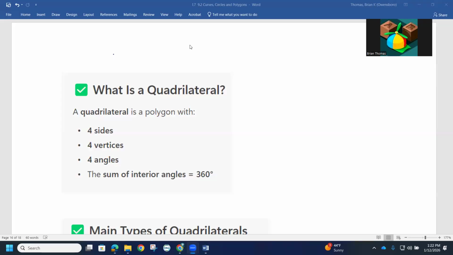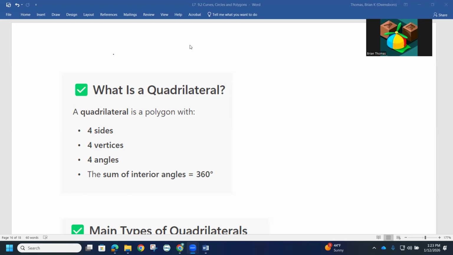So again, as we move through curves, circles, and now we get into some polygons, we've now moved into a four-sided polygon, which we call a quadrilateral. So a quadrilateral is a four-sided polygon. Remember, these are going to be what we call convex polygons as well because they're closed. So a quadrilateral polygon has four sides, four vertices, and four angles.